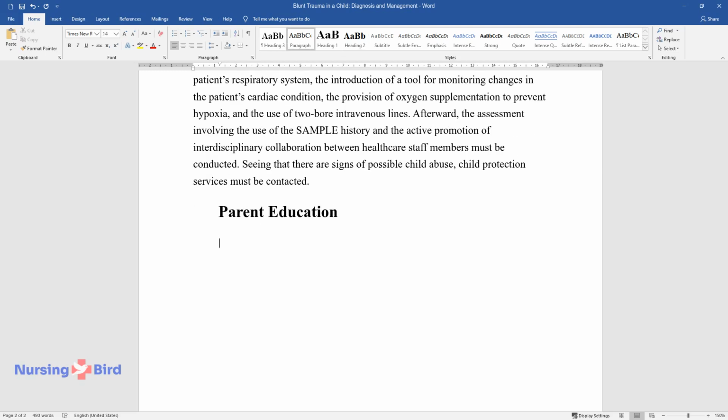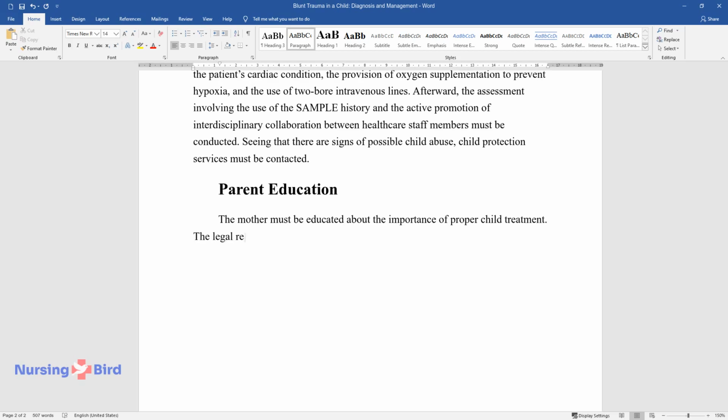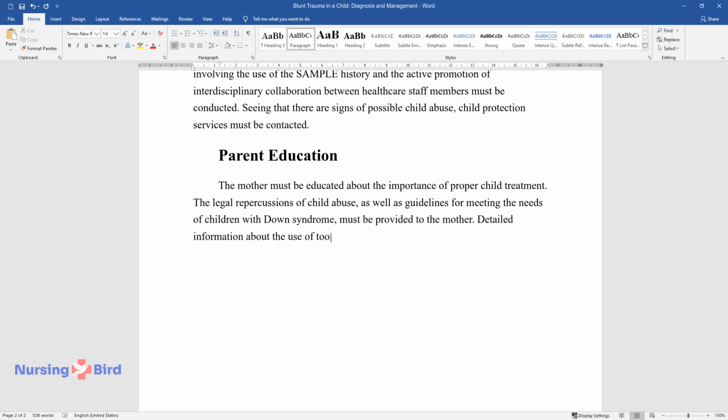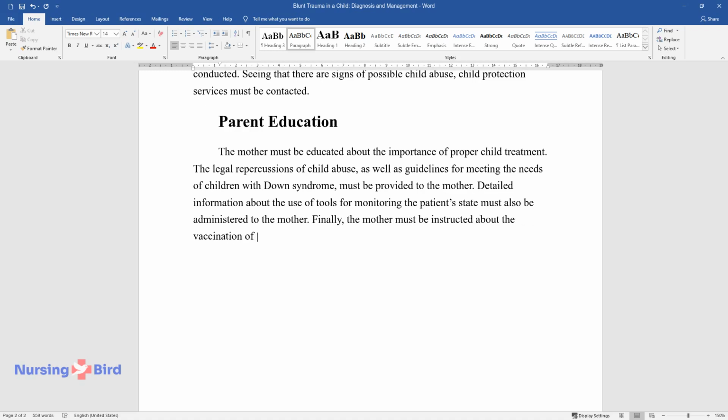Parent education. The mother must be educated about the importance of proper child treatment. The legal repercussions of child abuse, as well as guidelines for meeting the needs of children with Down syndrome, must be provided to the mother. Detailed information about the use of tools for monitoring the patient's state must also be administered to the mother. Finally, the mother must be instructed about the vaccination of the child.